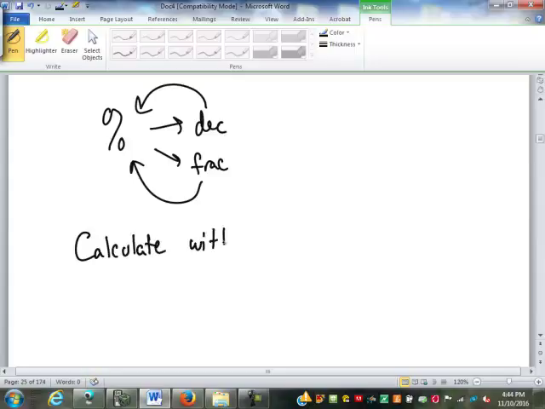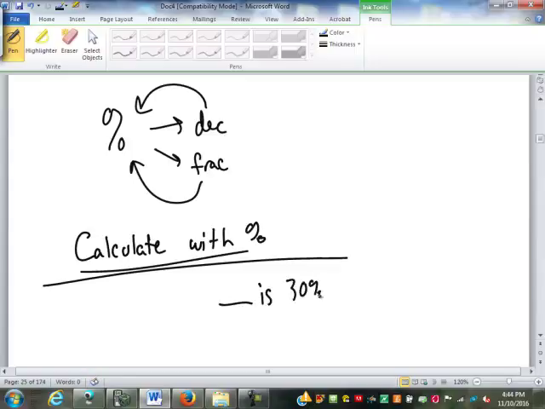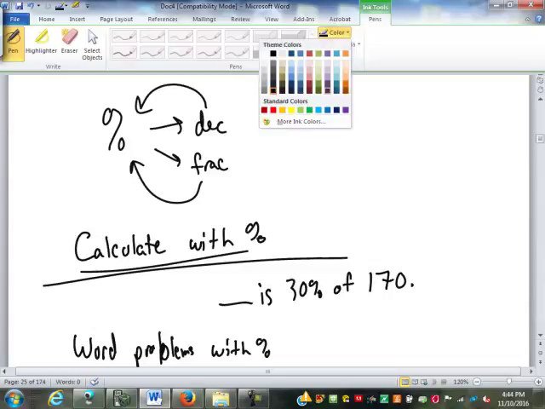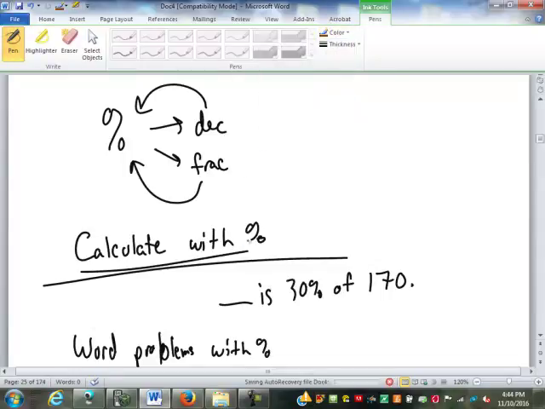You'll need to do calculations with percents. You know, like blank is 30% of 170, whatever, fill in the blank. Or word problems with percents. Any questions on percents? We just got done with those a little while ago.